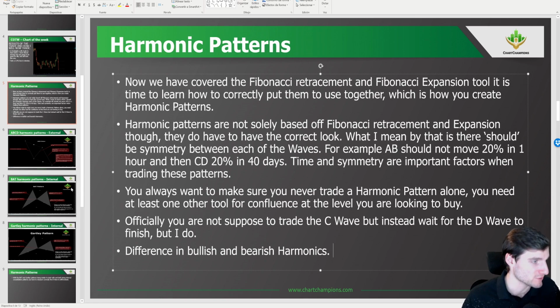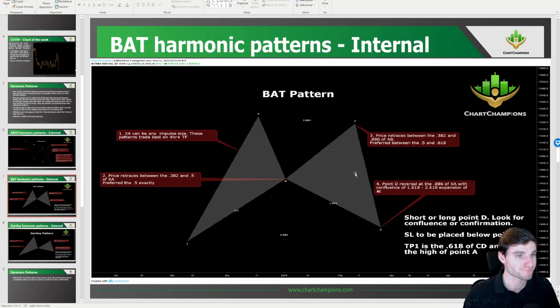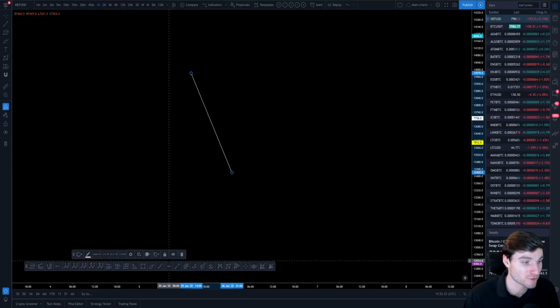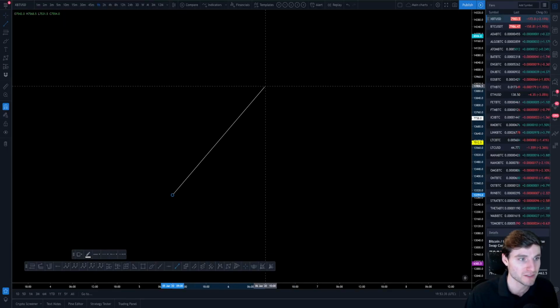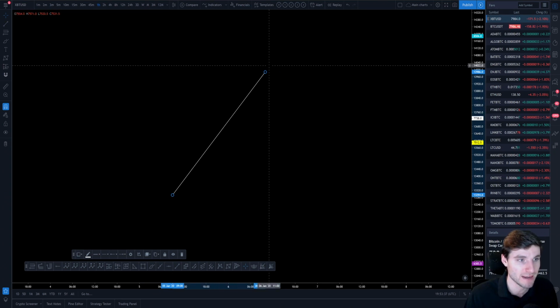Okay, I need to obviously make a note of that, so I don't forget, because my memory is a little bit poor sometimes. So basically, this would be a bullish harmonic pattern, and what we see here is an impulse from X to A, and this can be of any size. Again, preferably on a higher time frame. So on that higher time frame, you get an impulsive wave.